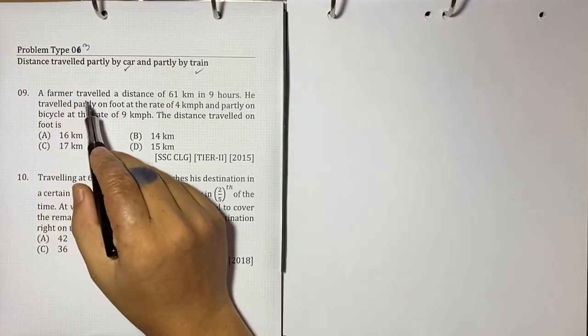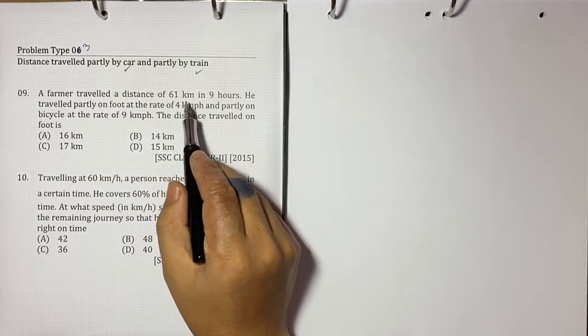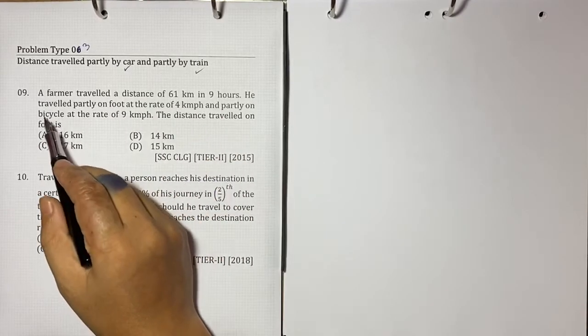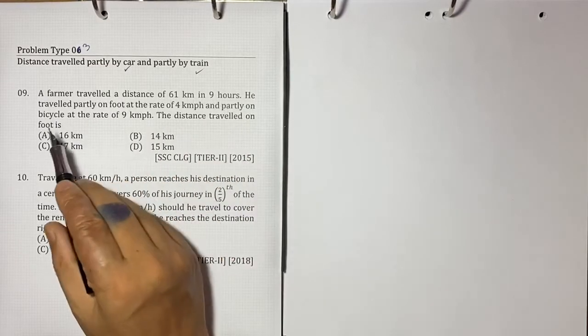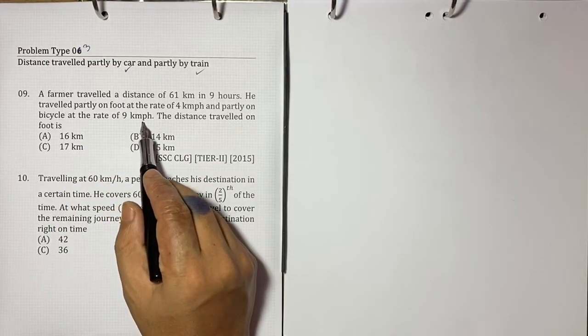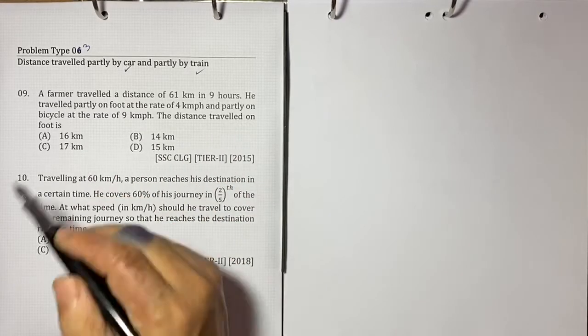A farmer traveled a distance of 61 km in 9 hours. He traveled partly on foot at the rate of 4 km per hour and partly on bicycle at the rate of 9 km per hour. Total distance traveled on foot is?